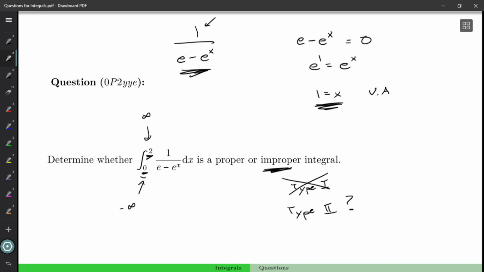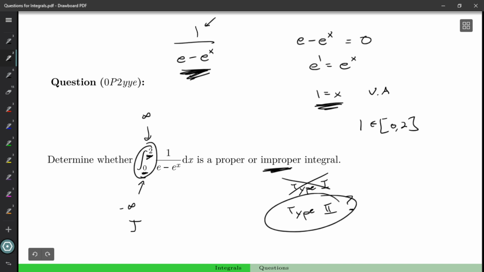We don't actually need to work that out. We just notice the denominator gets very small as x approaches 1, and 1 is in the interval we're working with. Okay? 1 is in between 0 and 2. So yeah, we've got a problem. It is a type 2 improper integral.